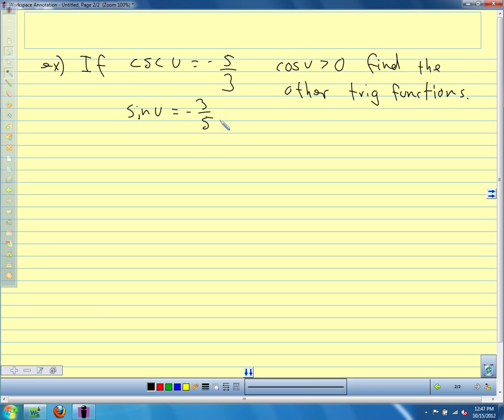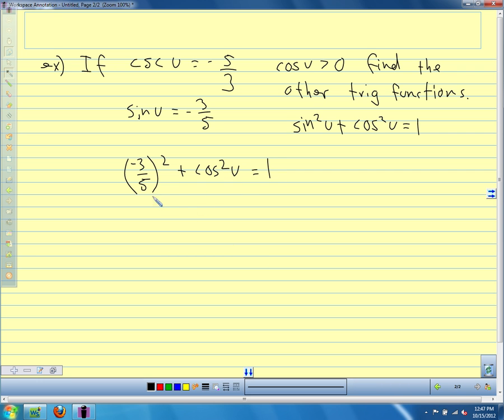And we have a Pythagorean identity over there on the upper right hand side of your page, where it says that sine squared u plus cosine squared u equals 1. So I'm going to use this identity, and I'm going to plug this in here for sine u. So I'm going to write that minus 3/5 squared plus cosine squared u equals 1.